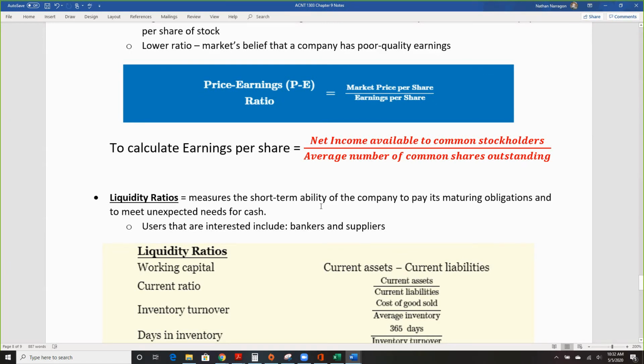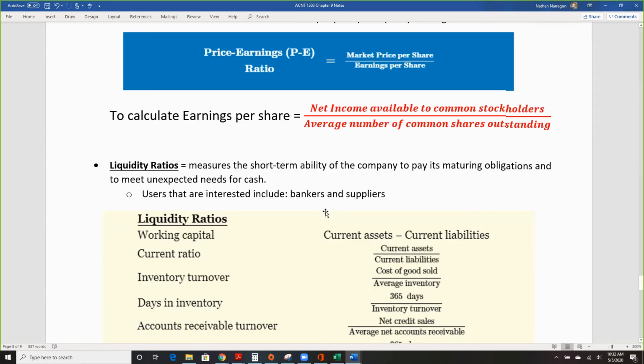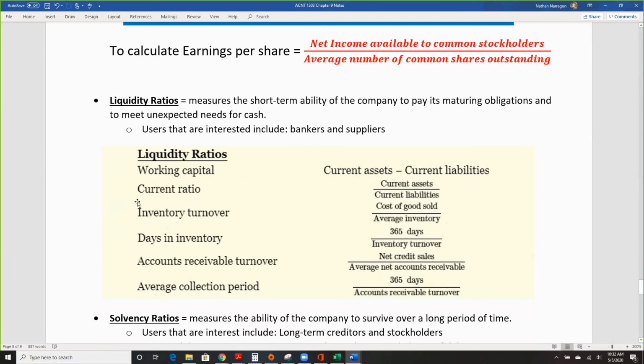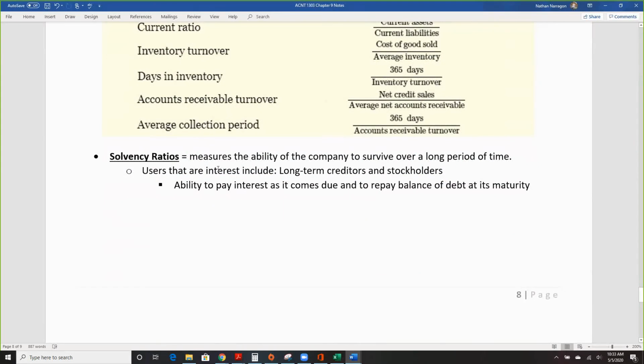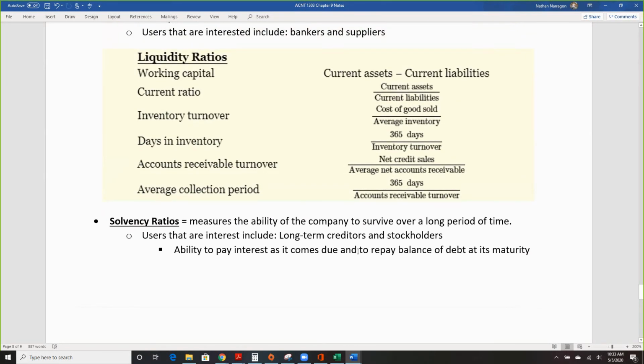The biggest users that are interested are going to be your bankers and suppliers. And this brings back working capital, current ratio, inventory turnover, days in inventory, accounts receivable turnover, and average collection period. Again, all these are from prior chapters. So, they're all back. Now, these are all of our liquidity ratios that we've gone over. The other ratios, again, we have solvency ratios, and these measure the ability of the company to survive over a long period.